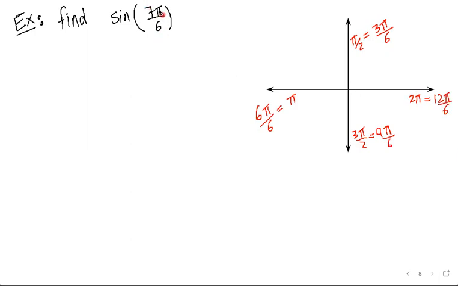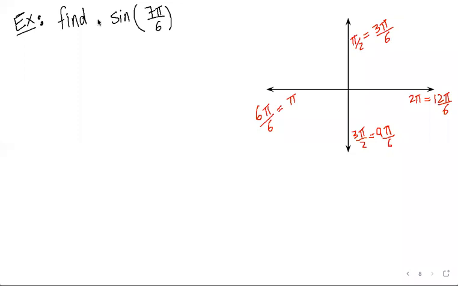7 pi over 6, he said it's in the second quadrant, but the second quadrant is between 3 pi over 6 and 6 pi over 6. The 7 pi over 6 is not in the second quadrant. It's greater than 6 pi over 6 and less than 9 pi over 6. So Joanne, he said it's in the third quadrant. That's true. So 7 pi over 6 is in the third quadrant.